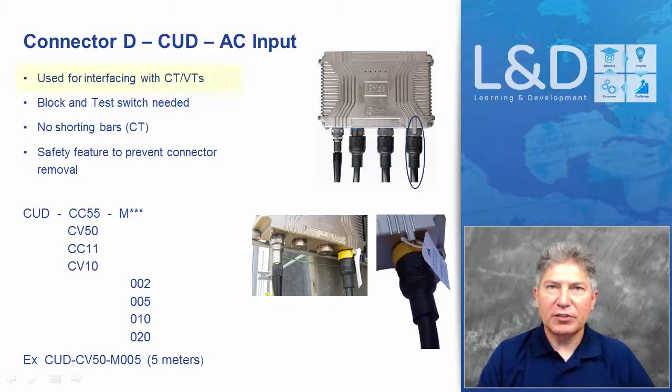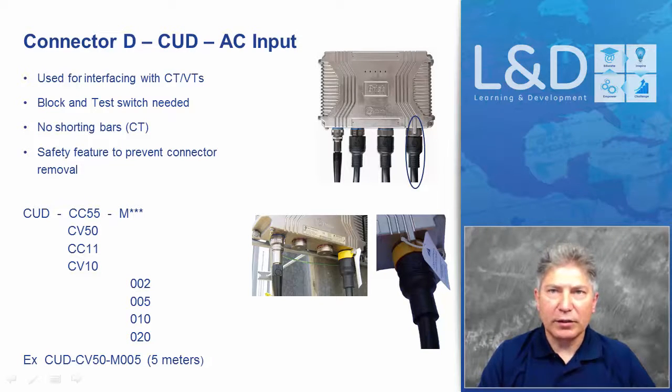The copper cable CUD are the AC input cables and are keyed so that they only mate with bricks of the corresponding type, so the current circuit is not mistakenly connected to a voltage input or vice versa. The brick doesn't have any internal shorting bars on the CT circuits, so when disconnecting an AC input cable that carries current transformer circuits from connector D, care must be taken to avoid open circuiting an energized current transformer secondary.